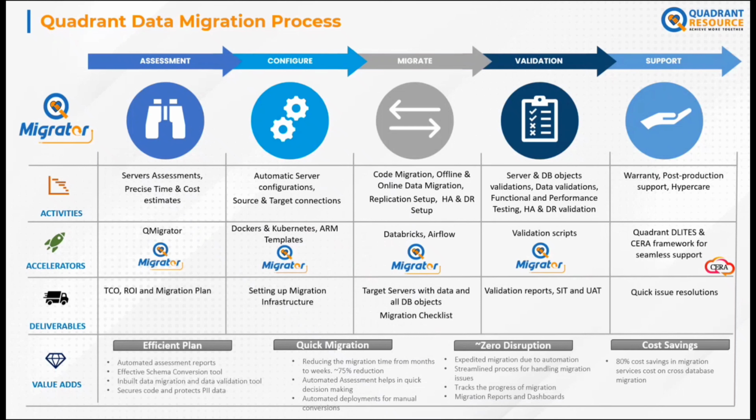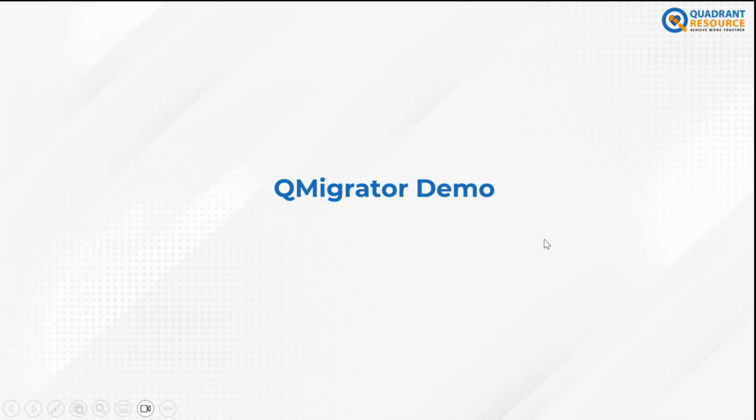So overall, we use heavily our accelerators, different accelerators, but QMigrator is the migration tool that we packaged many of these migration processes into. Effectively, with all this acceleration, we are reducing our migration time from months to weeks, and the cost savings are also very significant, up to 80%. Now I'm going to give a QMigrator demo.